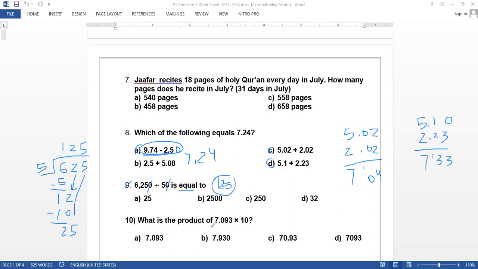What is the product of 7.093 multiplied by 10? If you multiply a decimal number by 10, just move the point one digit to the right. If you multiply by 100, move the point 2 steps. If you multiply by 1,000, move the point 3 steps.